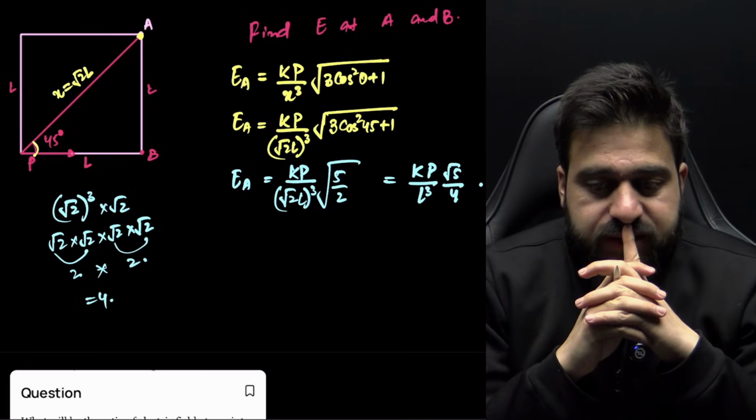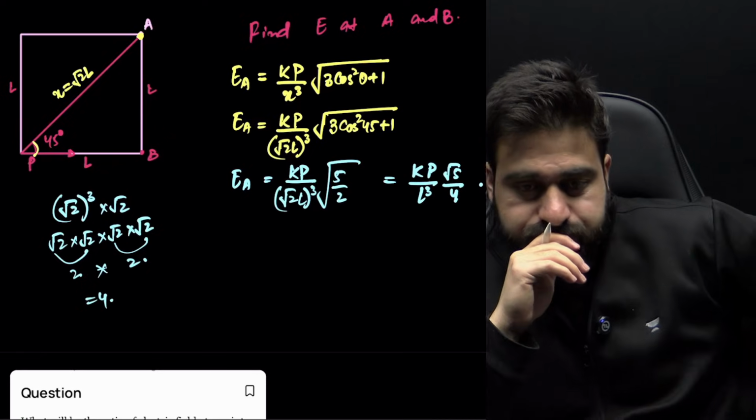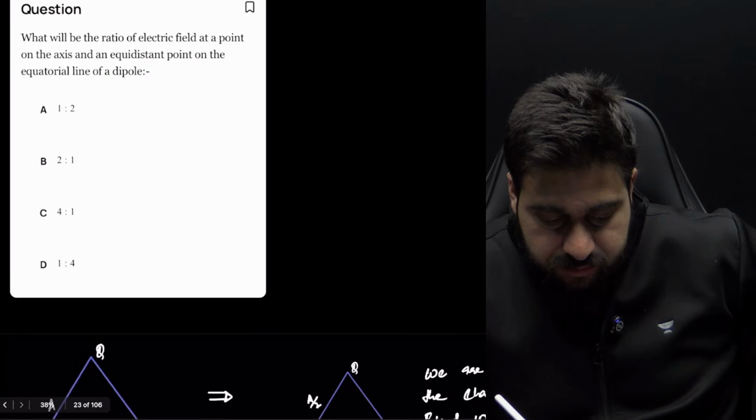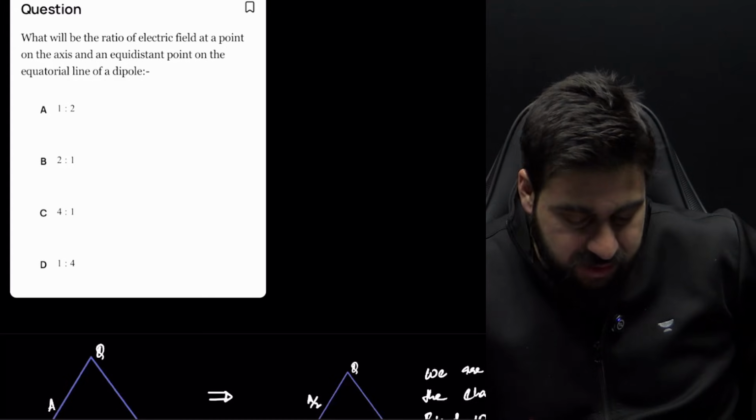This is going to be the answer in this particular case. I believe this is clear. This also I'm giving you as homework. Okay, it is simple, bro.